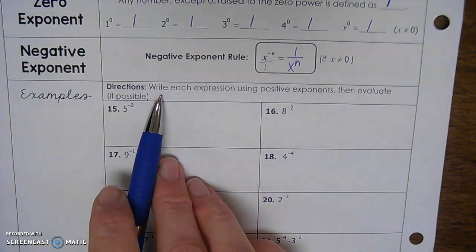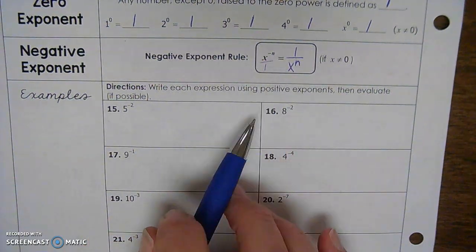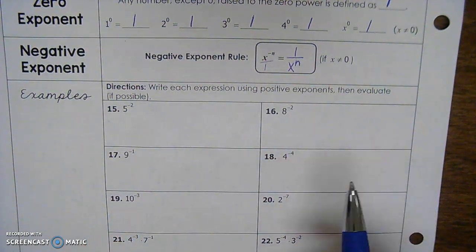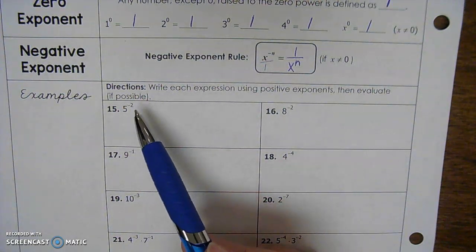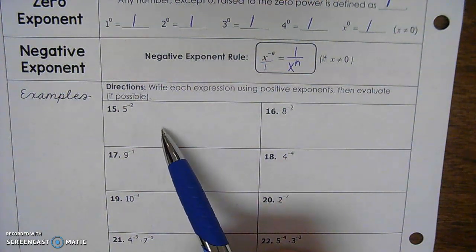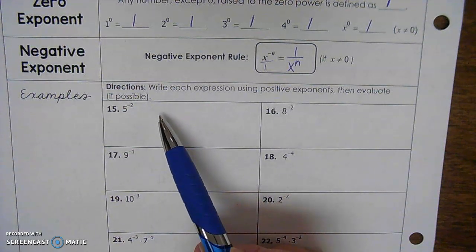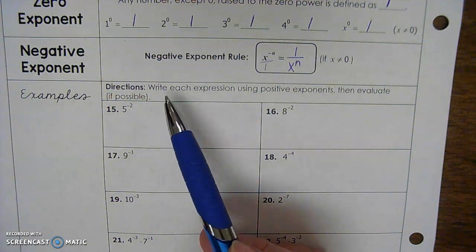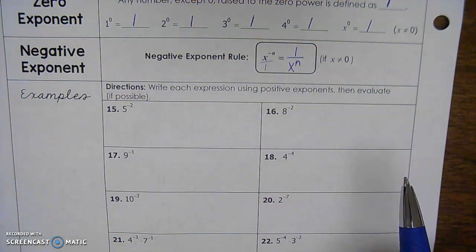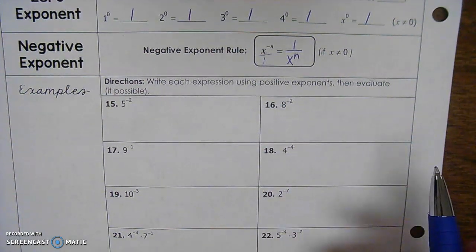So it says to write each expression using positive exponents. So we'll do this, and then evaluate, so get an actual number. Now again, it is possible to do these in your calculator, so you can do that to check. Most of your calculators will give you a decimal, so you'll need to remember how to change that into a fraction. Or you can just check yours, change yours into a decimal and see if it matches.